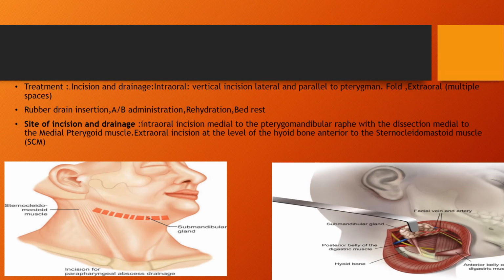Treatment: incision and drainage, intraorally or extraorally, rubber drain insertion, antibiotic administration, rehydration, and bed rest. Site of incision and drainage: intraoral incision medial to the pterygomandibular raphe with dissection medial to the medial pterygoid muscle, or extraoral incision at the level of the hyoid bone anterior to the sternocleidomastoid muscle.